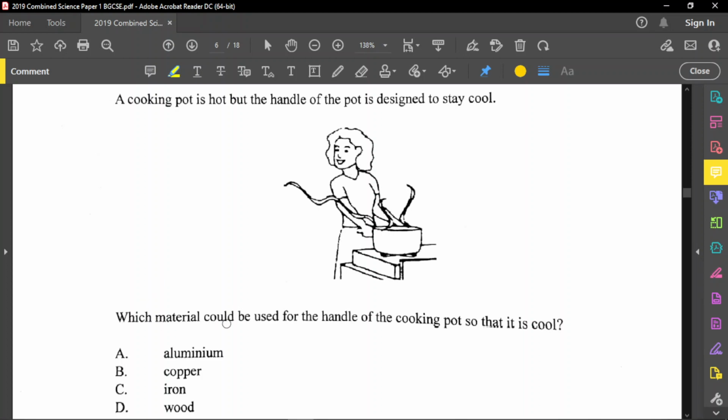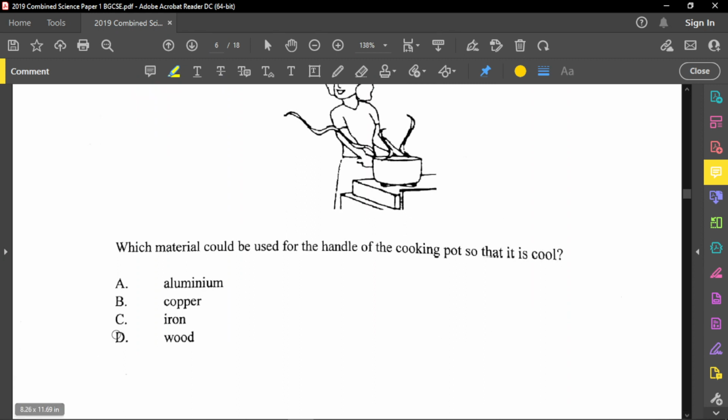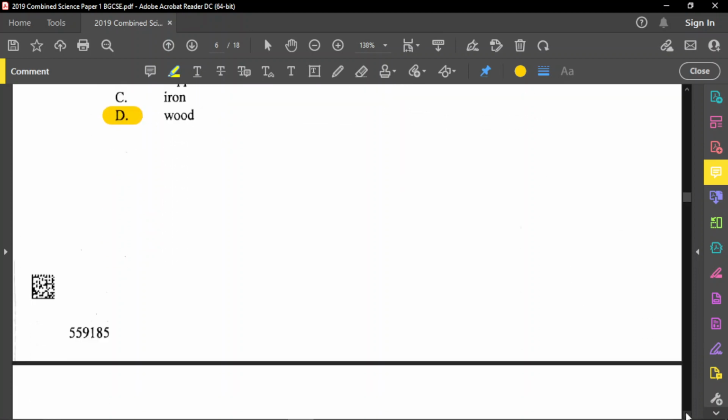All right, so which material could be used for the handle of the cooking pot so that it is cool? And so we're looking for an insulator. All right, so aluminum, copper, and iron, they are metals. So of course heat will pass through them easily. So those could not be the answer.